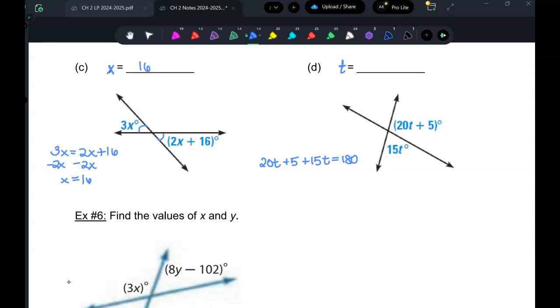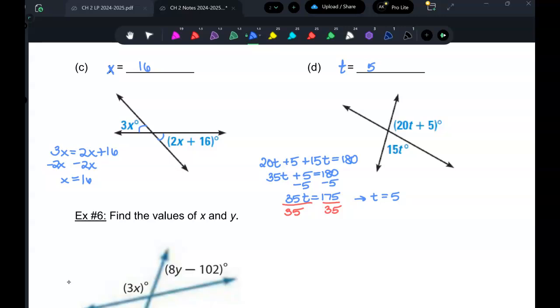Combine like terms. 20t and 15t is 35t. And we have to subtract 5 from both sides. So 35t equals 175. I see some calculators out. Great. T equals 5. Good. 175 divided by 35 gives us 5.